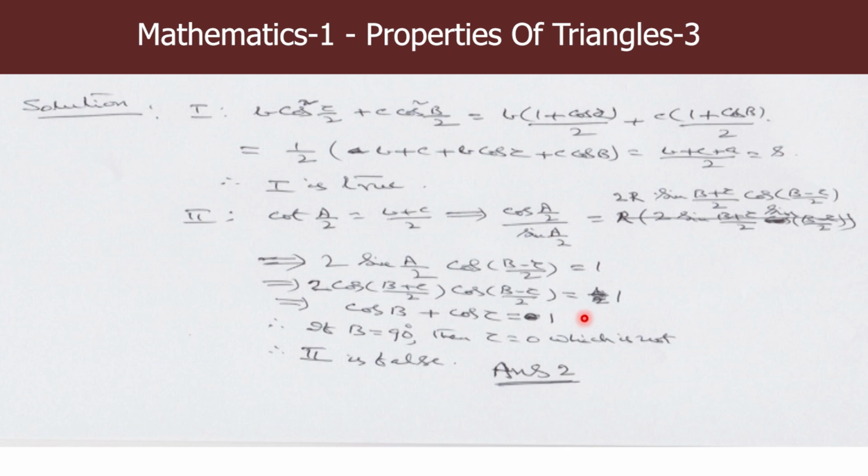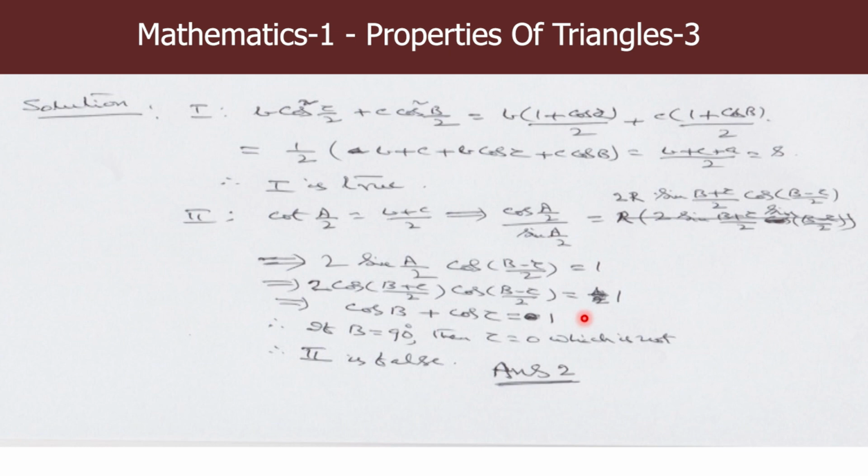Regarding the second statement, cot (A/2) = (b + c)/a implies cos (A/2)/sin (A/2) = 2R sin ((B + C)/2) cos ((B − C)/2) divided by 2R sin A. That implies 2 sin (A/2) cos ((B − C)/2) is equal to 1, so that is 2 cos ((B + C)/2) cos ((B − C)/2) is equal to 1, because A/2 is 90 minus (B + C)/2. So that indicates cos B + cos C is equal to 1.